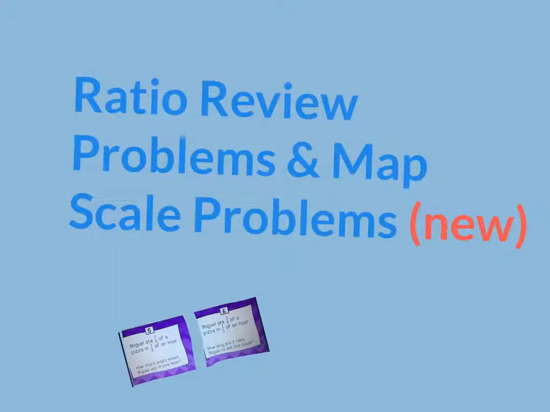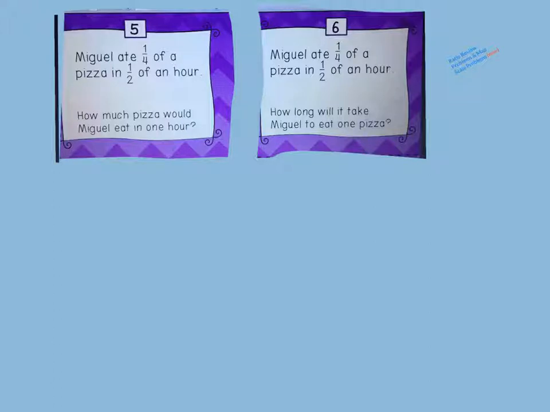All right, so I want to do some ratio review problems and add a couple new types of problems. In these two problems, I want to help you understand which ratio word we would put on top and which ratio word we would put on bottom. So we're going to look at both of these problems, but I'm going to start with the first one.